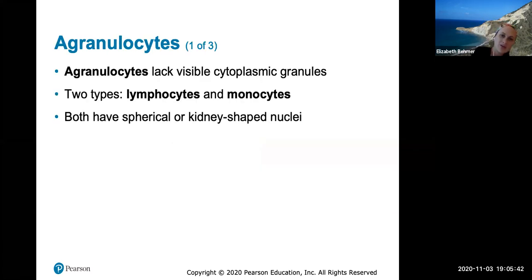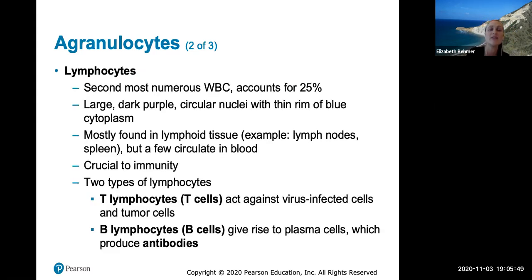Then we have our agranulocytes, the lymphocytes and monocytes. Both will have a spherical or circular or kidney-shaped nucleus. The lymphocytes are your second most numerous. There's 2 different types of lymphocytes, the T lymphocytes and the B lymphocytes. T and B lymphocytes are both very important for the immune defense. They're crucial to immunity. T lymphocytes will act against virus-infected cells and tumor cells, and B lymphocytes are what will produce antibodies.